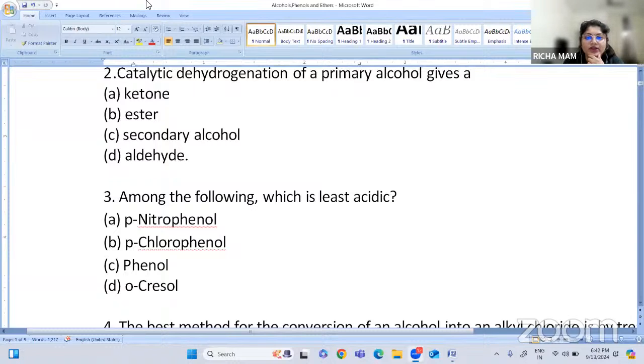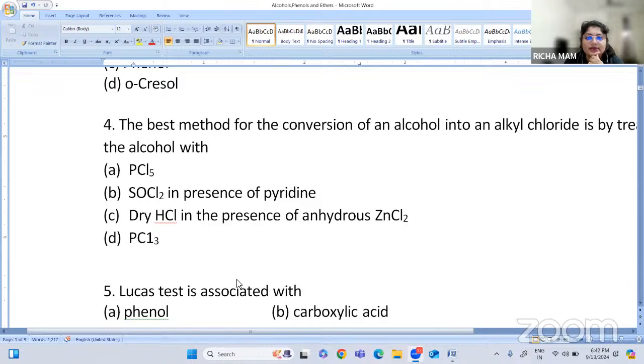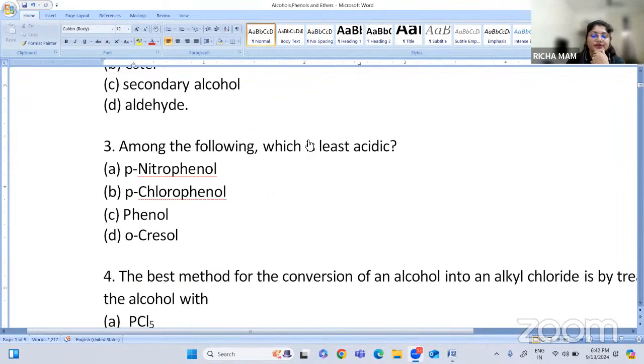JNV Raichur has answered D. Preeti has answered B. Shri Varuni has answered D. Amulya has answered B. Asma has answered B. Okay, fine. Lubna has answered B. So what is the answer for the third one? Among the following, which is least acidic?